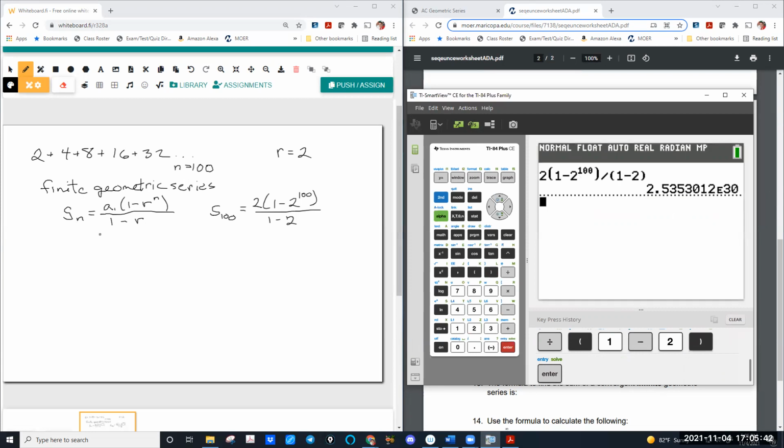So this is for our finite geometric series. To do the sum, you need 3 things: first term, common ratio, and number of terms. The other thing that you encountered in 8.2 was infinite geometric series.